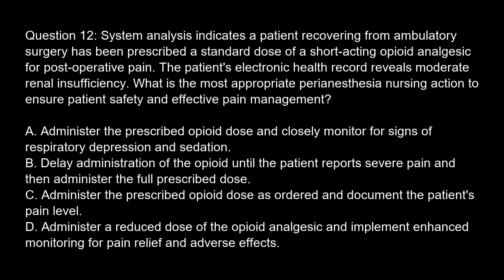Option A. Administer the prescribed opioid dose and closely monitor for signs of respiratory depression and sedation. Option B. Delay administration of the opioid until the patient reports severe pain and then administer the full prescribed dose. Option C. Administer the prescribed opioid dose as ordered and document the patient's pain level. Option D. Administer a reduced dose of the opioid analgesic and implement enhanced monitoring for pain relief and adverse effects.